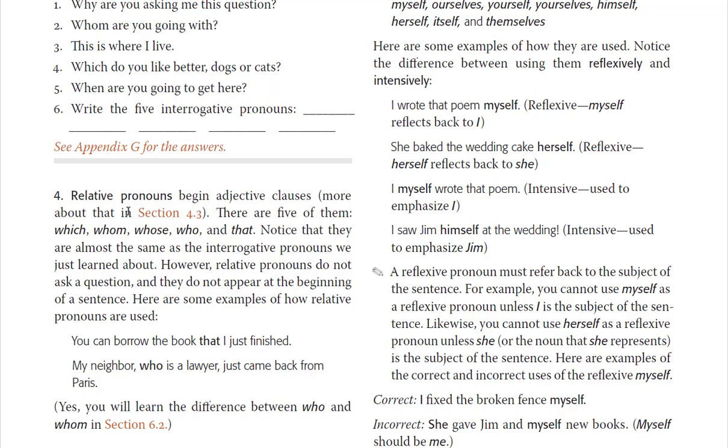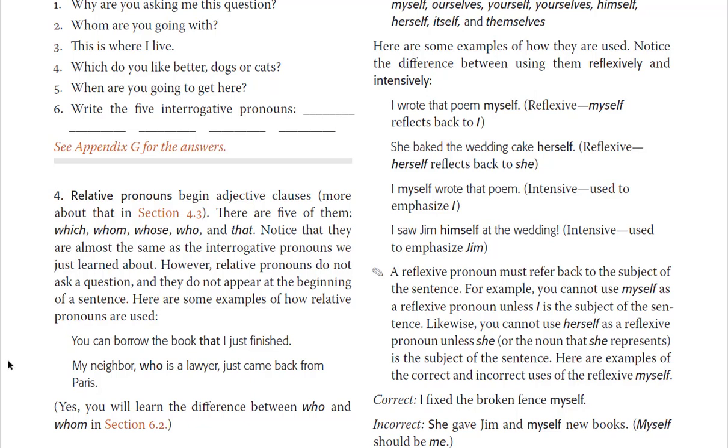Relative pronouns. Relative pronouns begin adjective clauses. There are 5 of them: which, whom, whose, who, that. Notice that they are almost the same as the interrogative pronouns we just learned. However, relative pronouns do not ask a question. They do not appear at the beginning of a sentence. Relative pronouns are words that form adjective clauses.